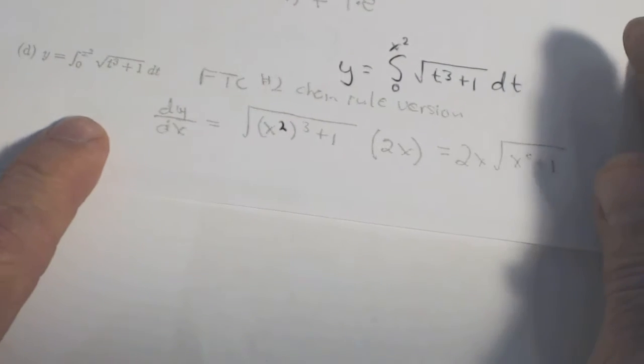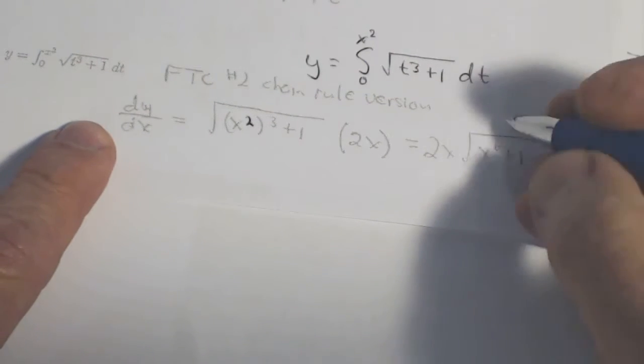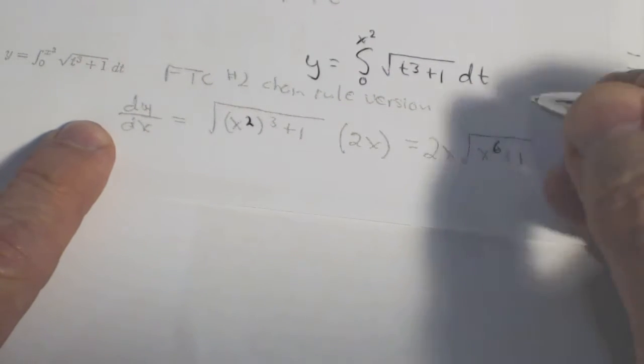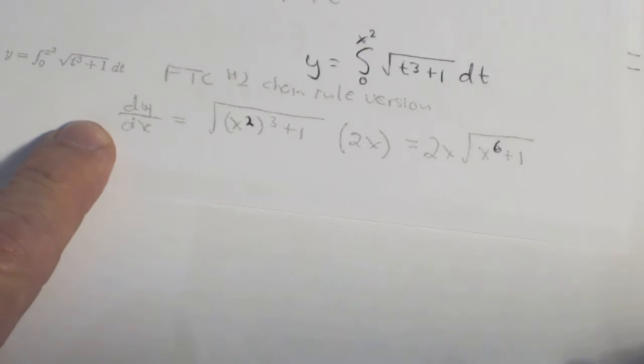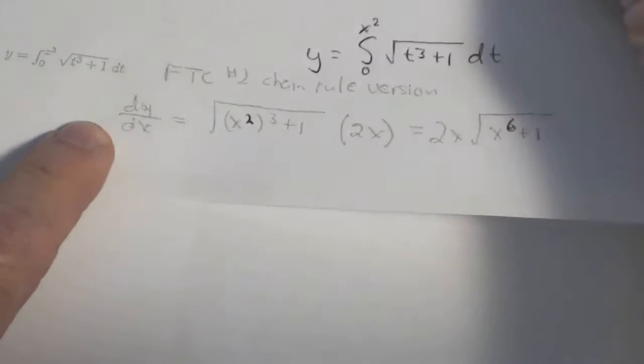This last step, which is showing up very light, so I'll emphasize that there, all I did was simplify x squared cubed to x to the 6th. It's an optional step for you. Okay, first page done.